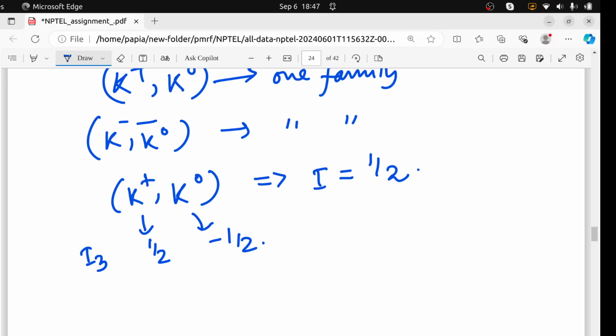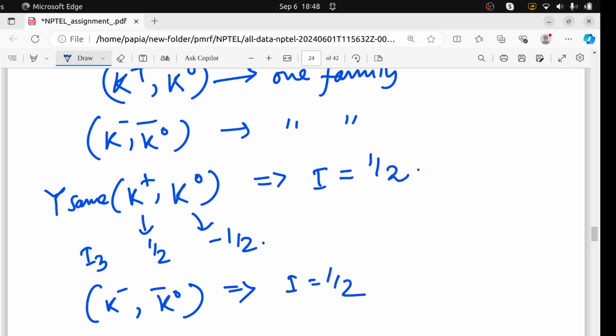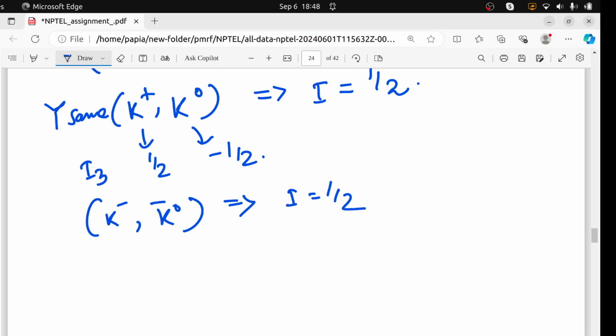Now if it is in the same family, that means Y value will be the same for K plus and K0. Now coming to the K minus and K0 bar family. If it is in a family, then I will be half for both of them, and I should write it like this, K0 bar and K minus, because I3 will be half for K0 bar and minus half for K minus.